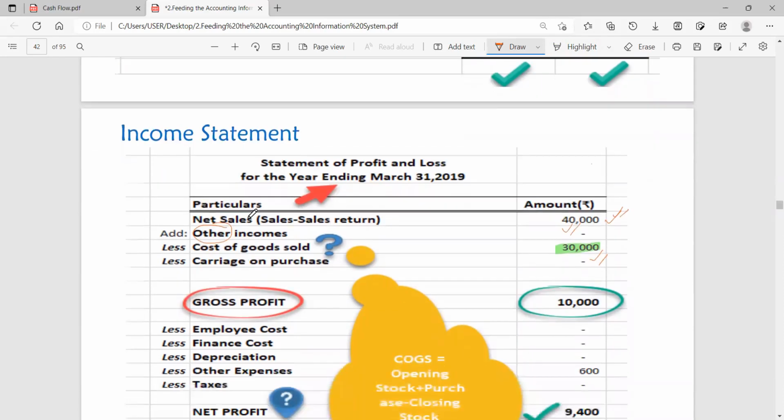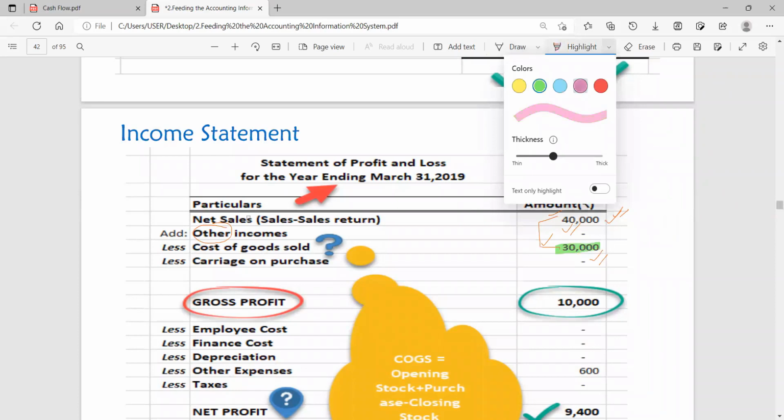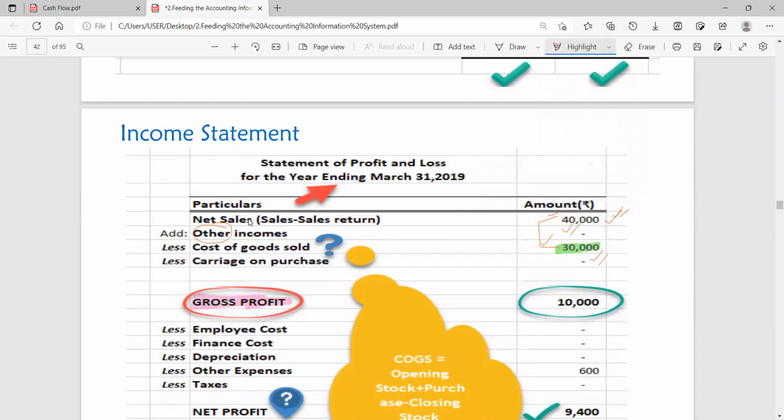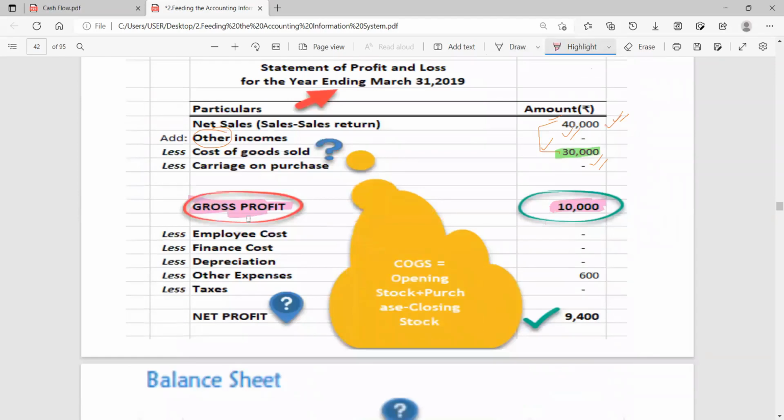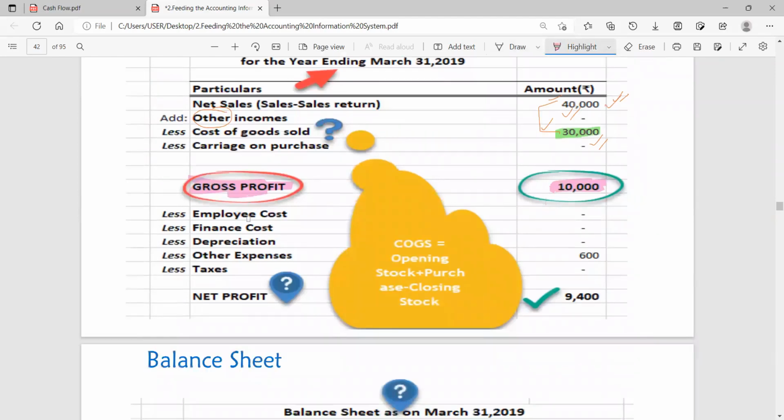So now if you net off net sale and the cost of the goods sold, these two, 40,000 and 30,000, we get a gross profit of 10,000. So this is the gross profit. This is the crude profit, not the absolutely filtered one, because there are still certain expenses to be adjusted or netted off. So now we have gross profit.